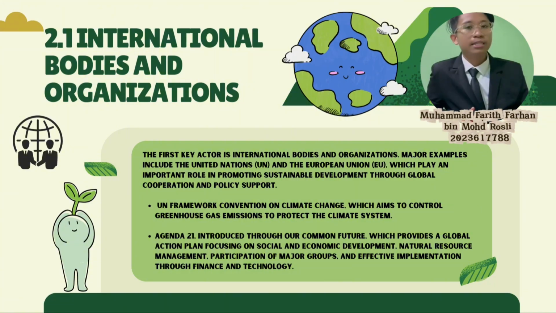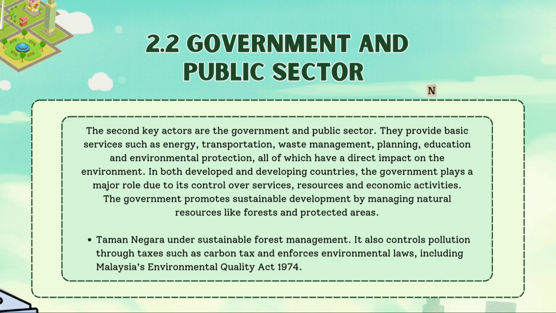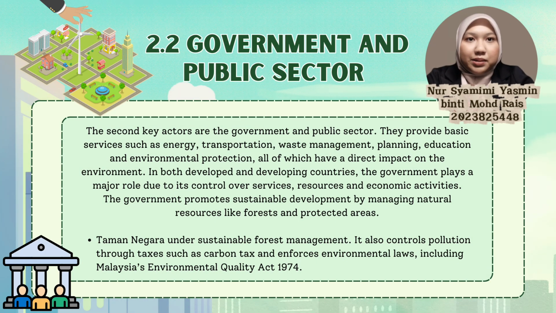through finance and technology. The second key actors are the government and public sector. They provide basic services such as energy, transportation, waste management, planning, education and environmental protection, all of which have a direct impact on the environment. In both developed and developing countries, the government plays a major role due to its control over services, resources and economic activities. The government promotes sustainable development by managing natural resources like forests and protected areas.